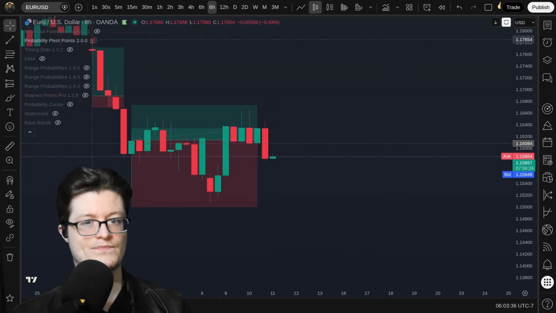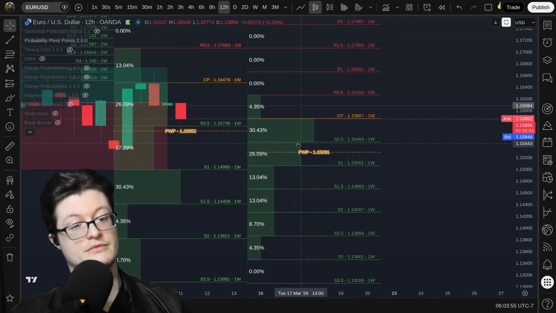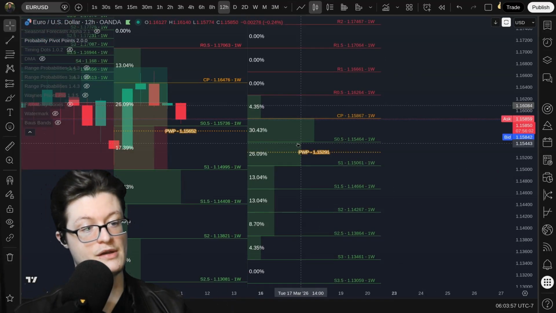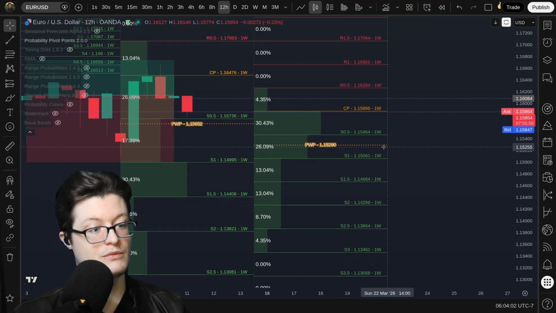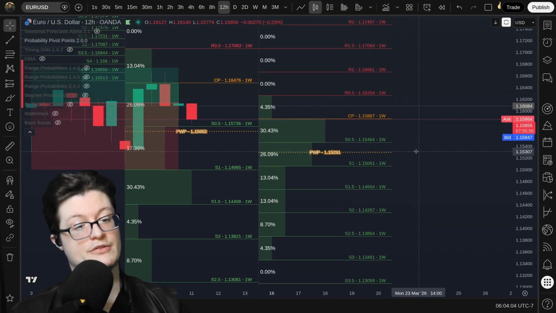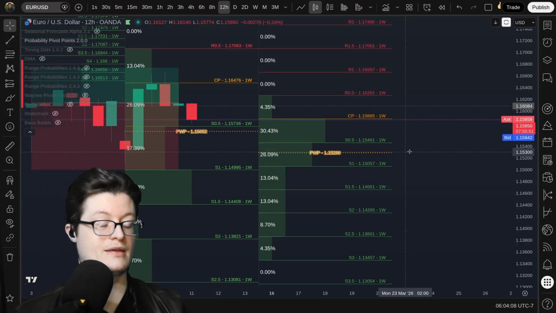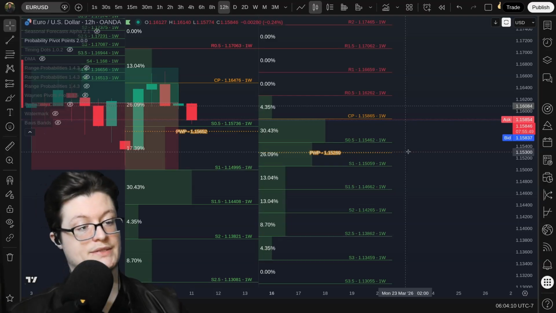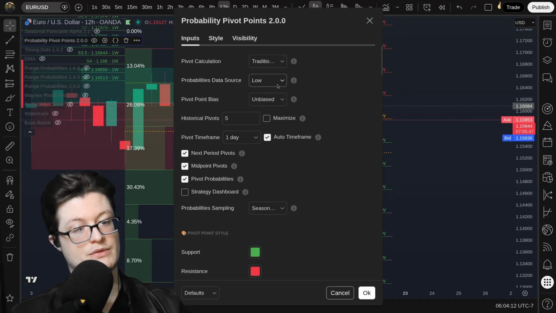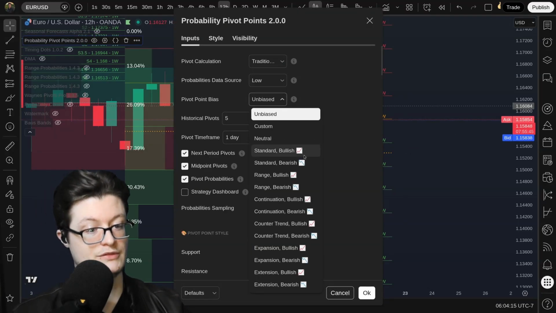So next week, about 56% of lows occur between central pivot and S1, which makes me want to either take a standard bullish bias entry or a range bias entry if I'm more conservative. So this is what the range bias looks like, a bullish range.